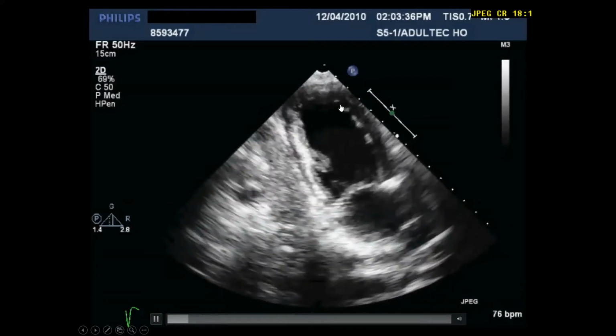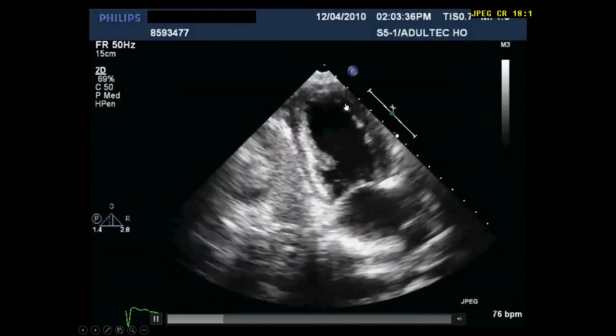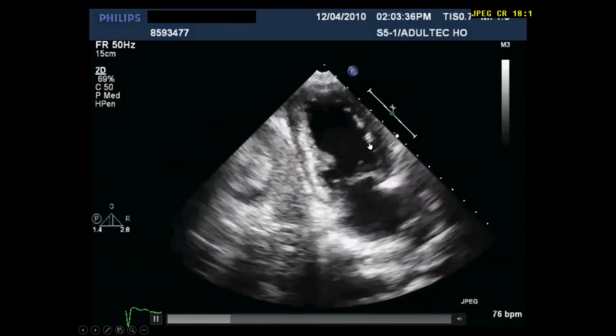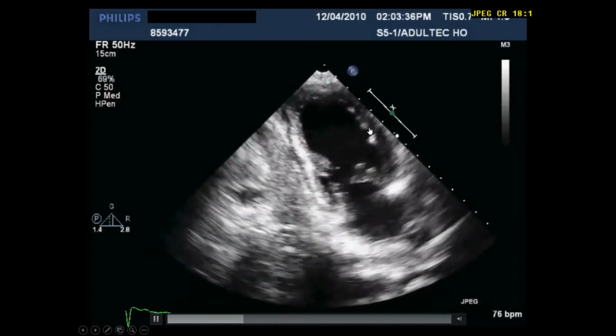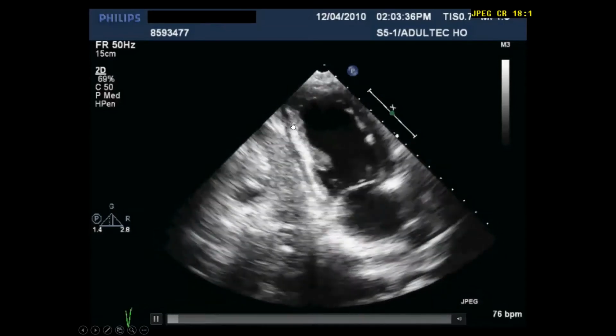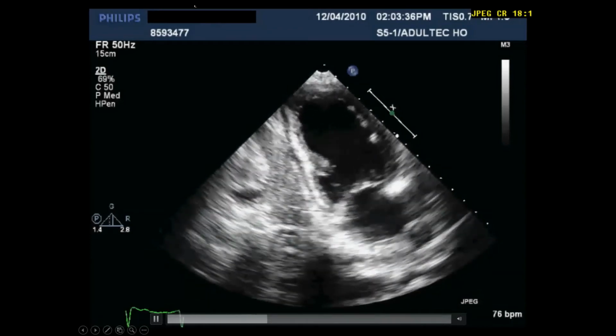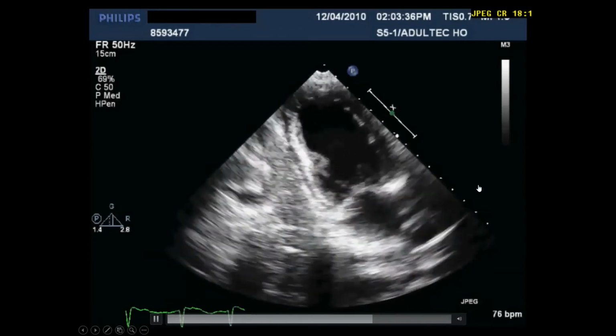The anterior wall also looks hypokinetic to me. Don't you agree with that? This wall is also hypokinetic along with the apex. So there is hypokinesis here. Global hypokinesis, yes. Yes, exactly. Now, what is this?